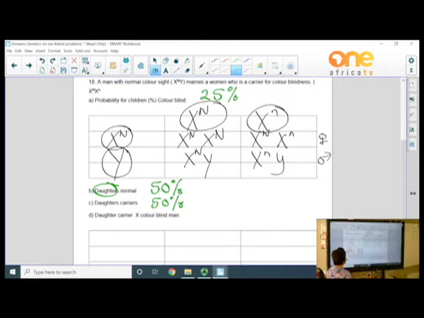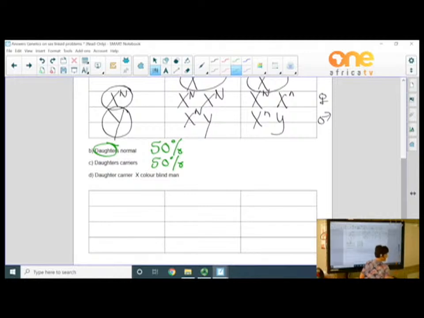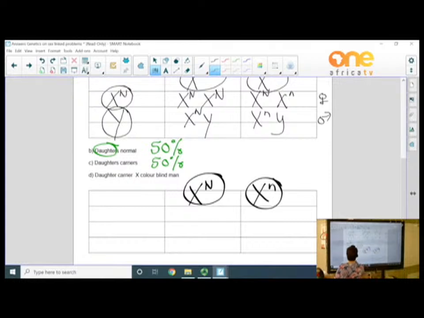What if a daughter marries a colorblind man? What if the daughter marries a colorblind man? And I just want to make sure she's a carrier. So the daughter who is a carrier marries a colorblind man. Now we have exactly the same scenario. We have the daughter who is a carrier. Please remember these are gametes and circle them. Marries a colorblind man, so small n and a Y.